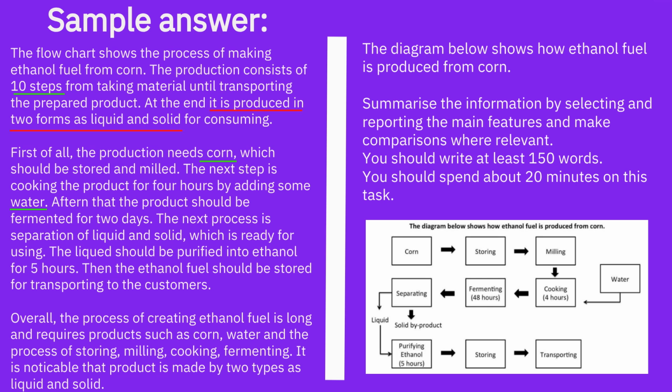"It is produced in two forms as liquid and solid for consuming." Sounds inaccurate. Only ethanol is used. The solid byproduct is not clearly explained or used as fuel in the diagram. The writer repeats obvious steps, "stored for transporting," without deeper insight. There is no clear overall summary of the process mechanics. For example, what transforms corn into ethanol? Fermentation?